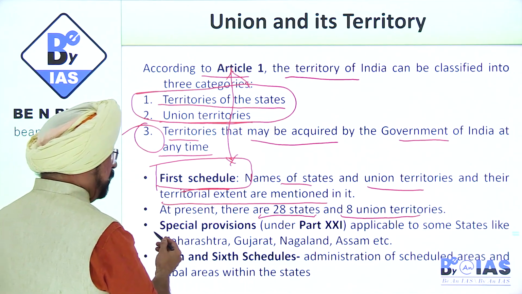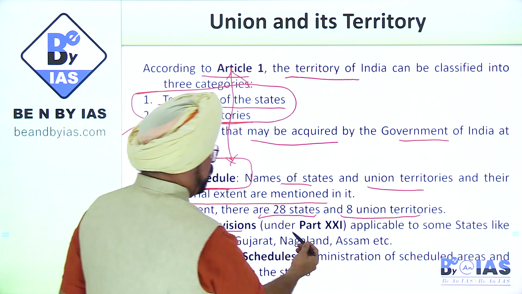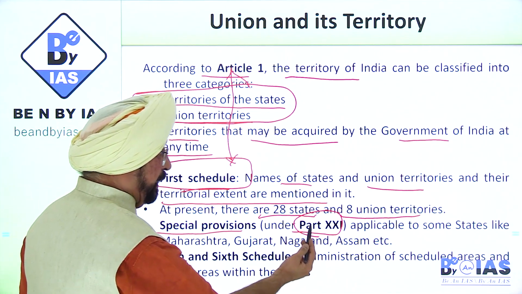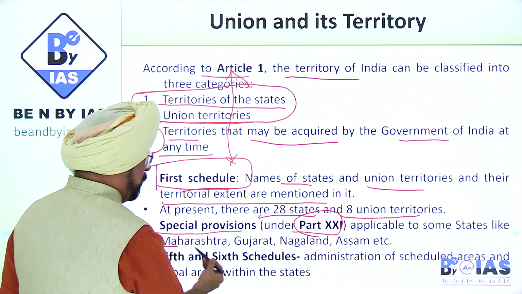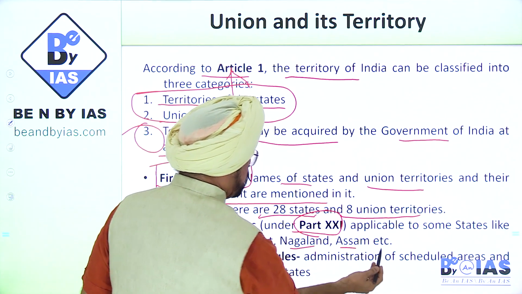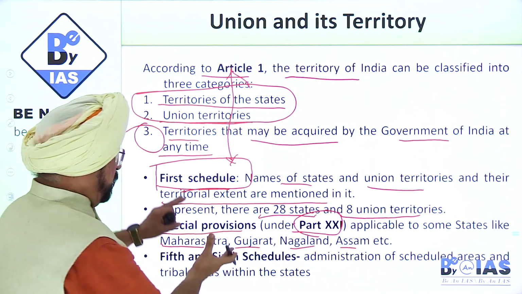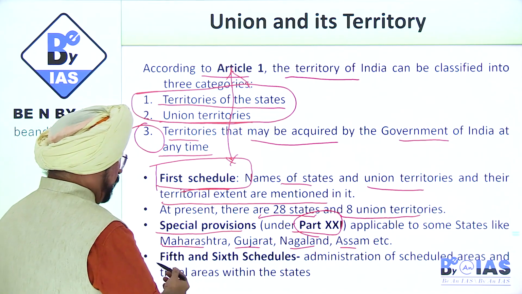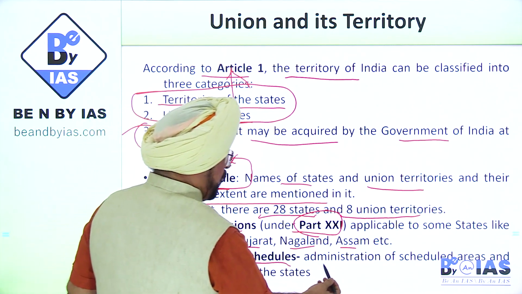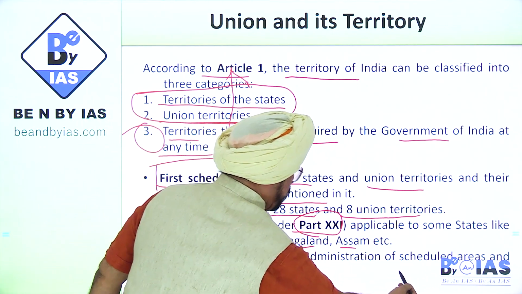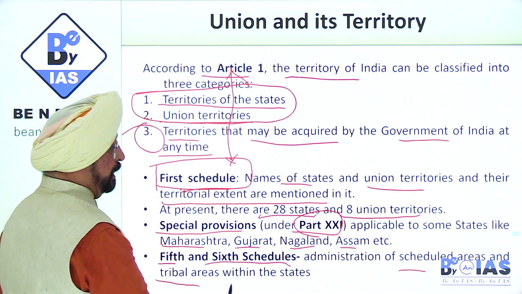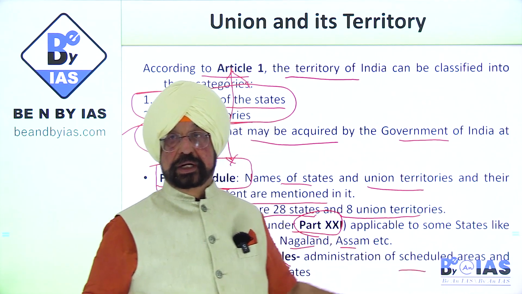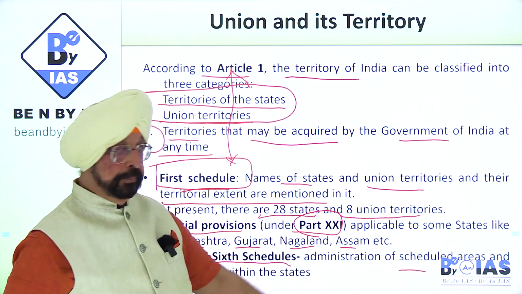There have been some special provisions under Part 21 of the Constitution which are applicable to only some states like Maharashtra, Gujarat, Nagaland, Assam, etc. Okay, these are the provisions which are dealing with the states. Now, 5th and 6th schedules deal with the administration of the scheduled areas and the tribal areas within the states, because these are special areas which need special attention.